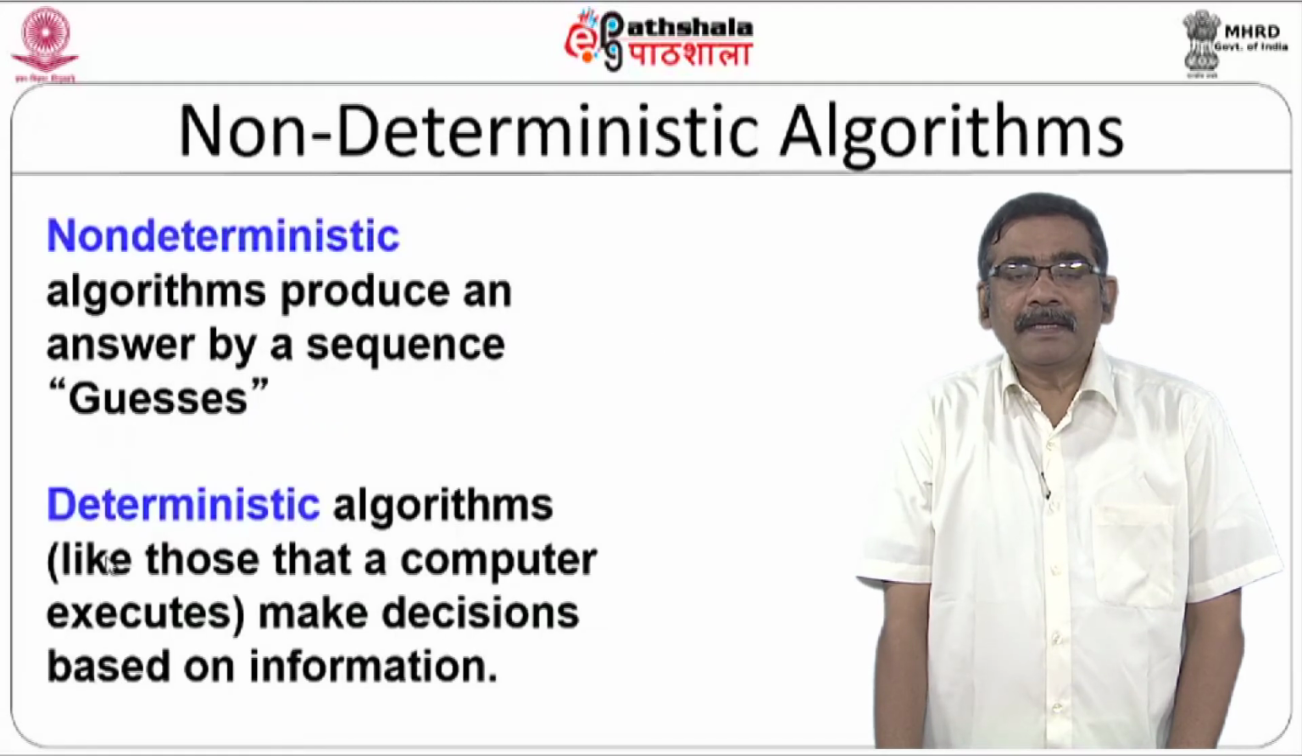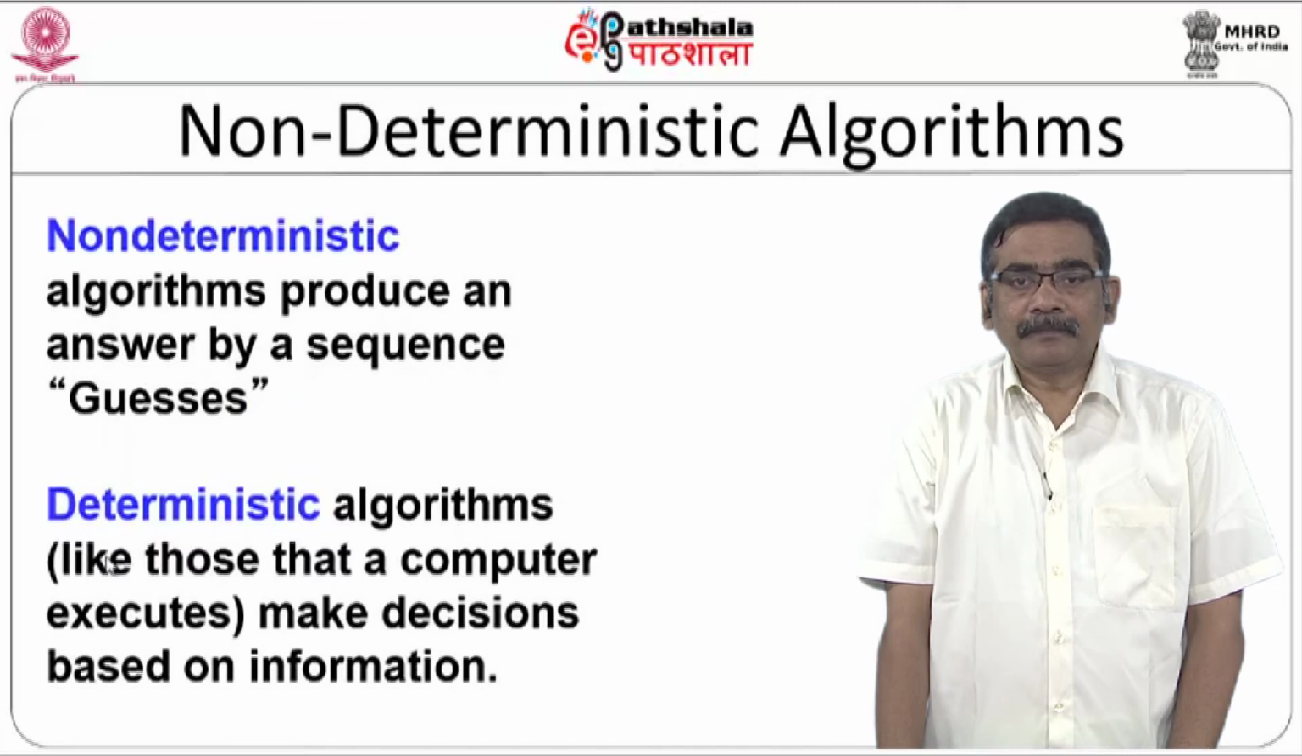Fine. What is a deterministic algorithm? So far all the algorithms which we discussed are deterministic in nature. That means the computer executes the program in a finite amount of time, and it takes decisions based on the given information. On the other hand, non-deterministic algorithms produce a sequence of guesses and try to solve the problem using a set of guesses and verifications.